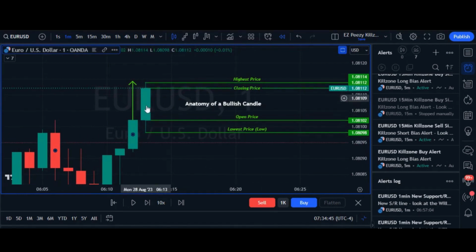So that opens, makes a low, makes a high, and closes. All right. Okay. Next video, we're going to put the candles together and talk about market structure.